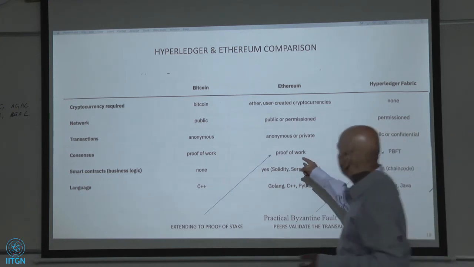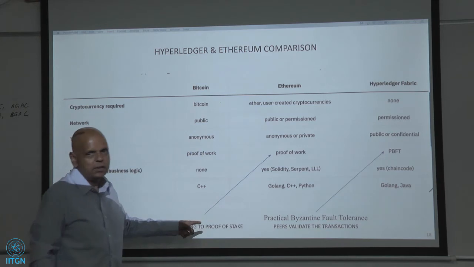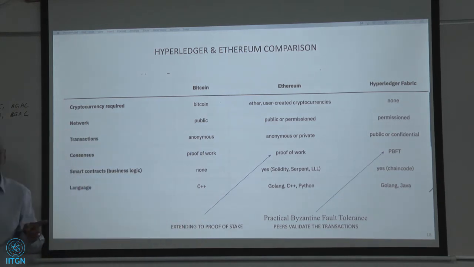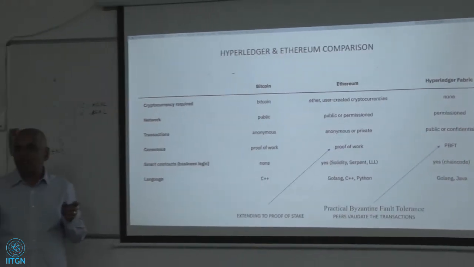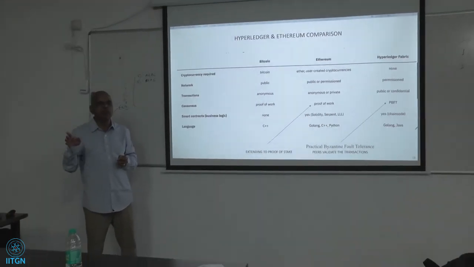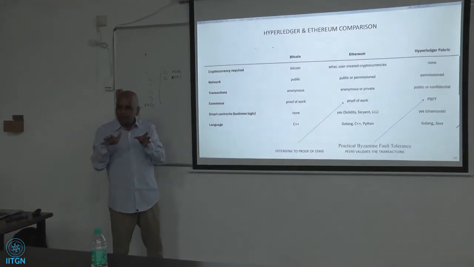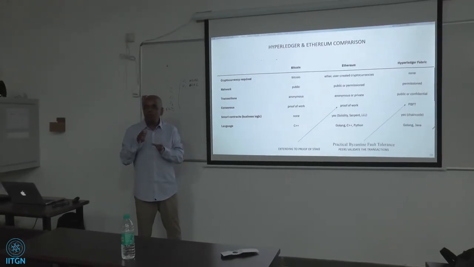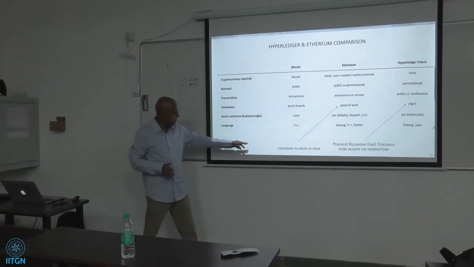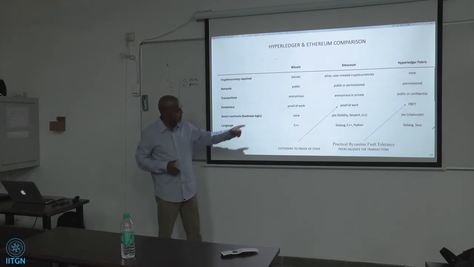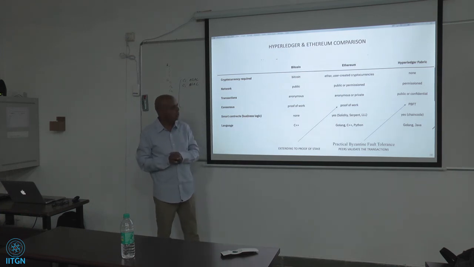Then look at proof of work. Ethereum is still using proof of work now, but they're moving towards proof of stake as well. So they're going to have two proofs. One, proof of work, we talked about, and one, proof of stake. That's the note I made here. And PBFT is used by Hyperledger Fabric.